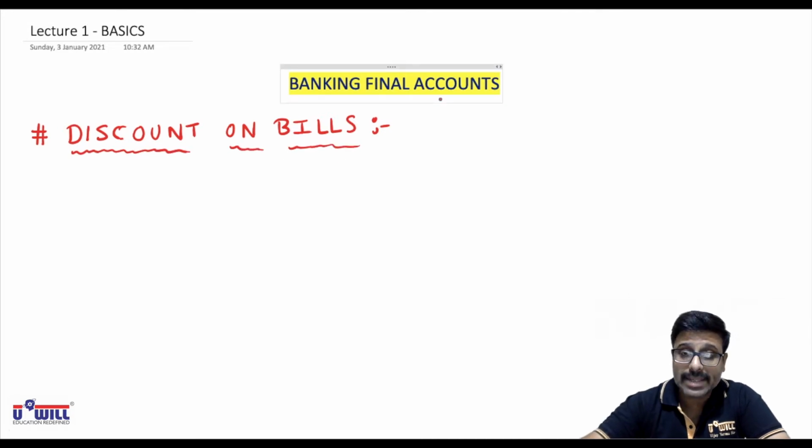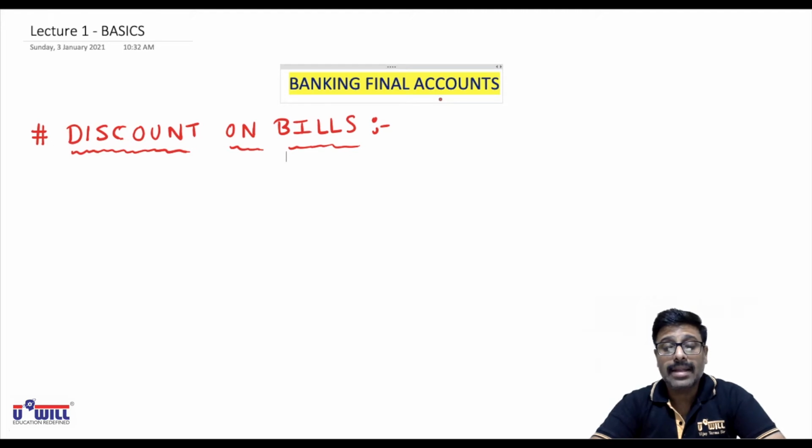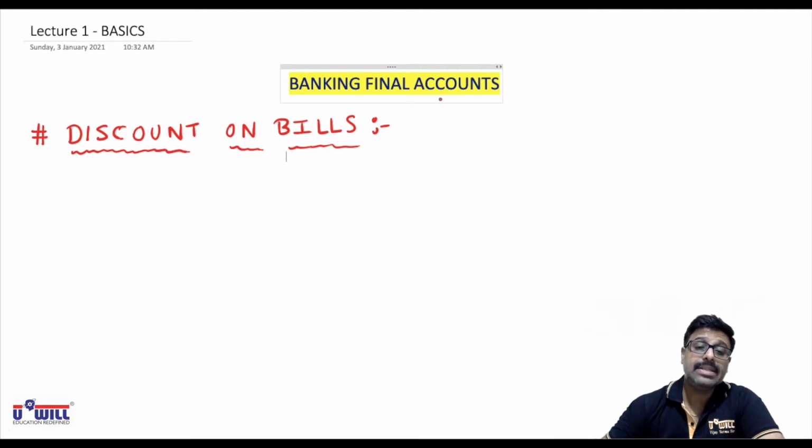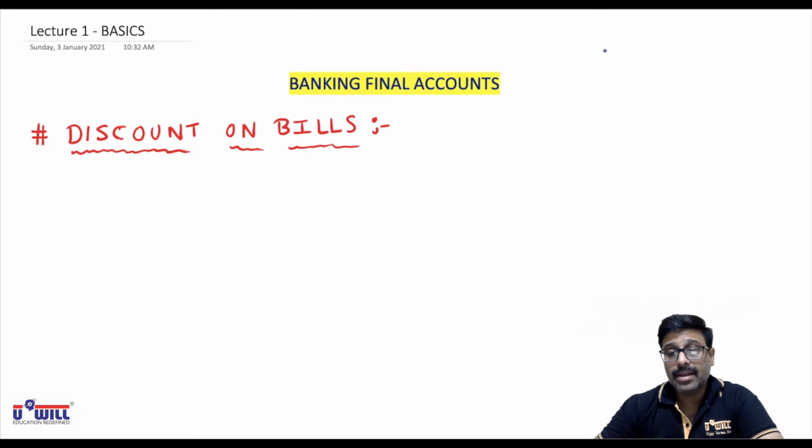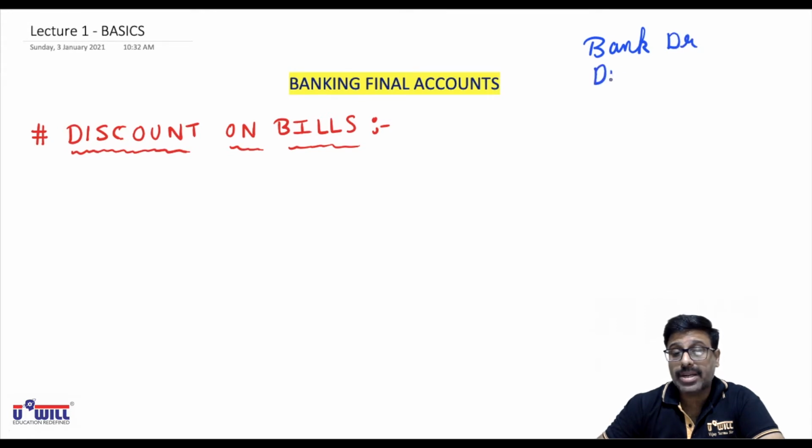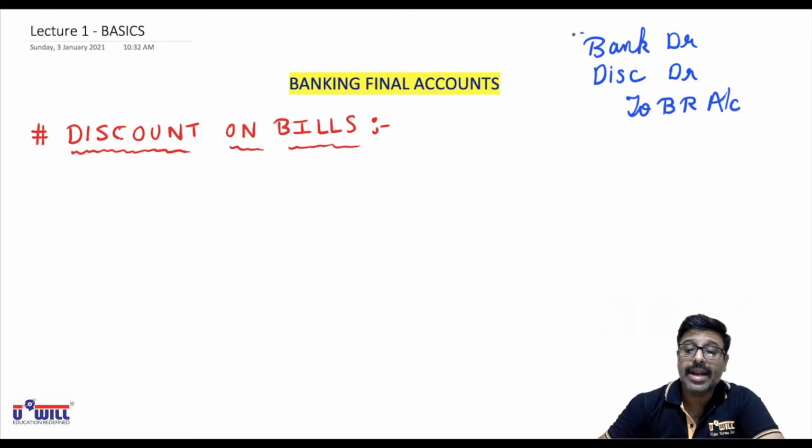All of you have studied in standard 11th, and it has been repeated almost every year, discounting of bills of exchange. If a trader discounts the bill of exchange with the bank, he used to pass the entry: bank account debit, discount on bills account debit, and bills goes out, credit what goes out, bills receivable account. This is the entry the trader used to pass.